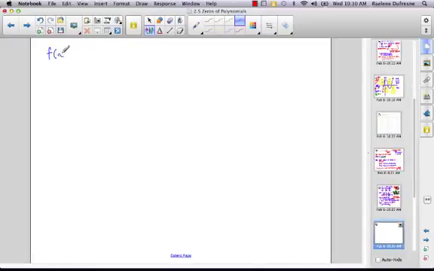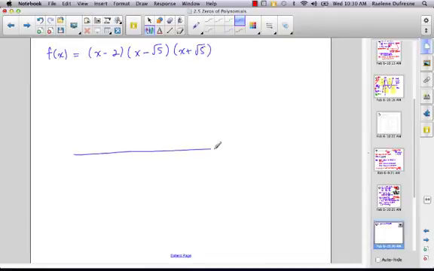So we have f of x is equal to x minus 2 times x minus the square root of 5 times x plus the square root of 5. Sign chart, here's the x-axis, here's x equal to 2. The square root of 5 is 2 point something, and if I put negative 2 over here, then negative square root 5 would be a little more to the left.